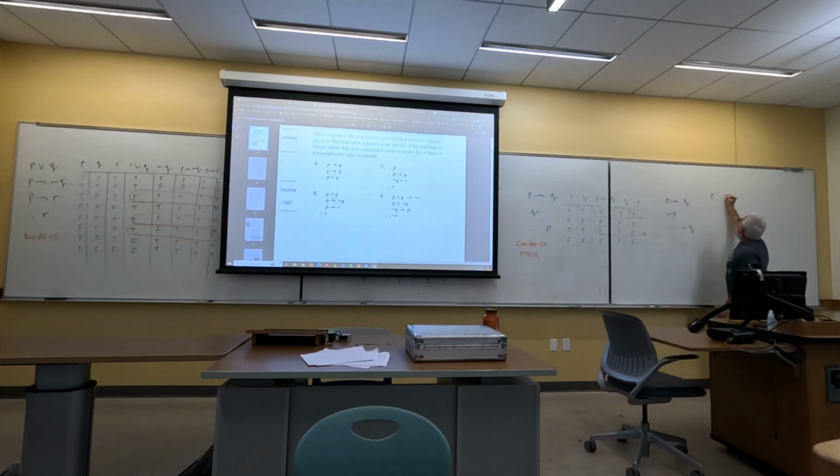So I've got P, Q. Let's go with P implies Q. Then let's do not P, and let's do not Q. That makes it kind of easy. I don't have to restate anything, and then I only have to look at the last 3 columns, right? Everybody see this is probably the most efficient setup for this problem.